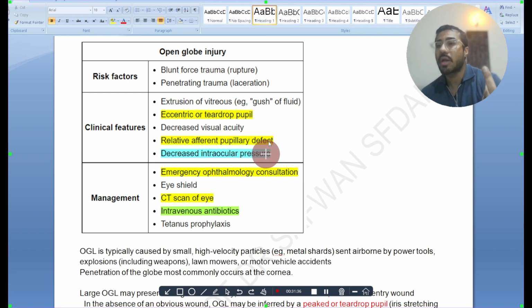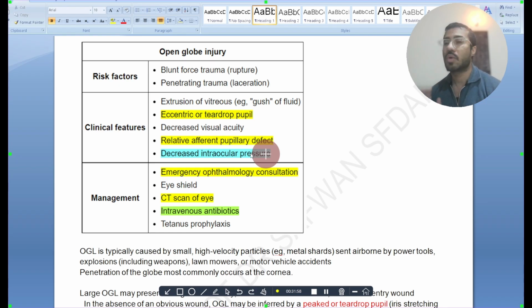They're not responding now, even though you might be getting the signal for the iris muscles to contract or dilate, but they're not responding. They're damaged. That's another reason as well. Decreased intraocular pressure. Why would you get a decreased intraocular pressure? That's really easy as well, because you're leaking aqueous humor. That's why.